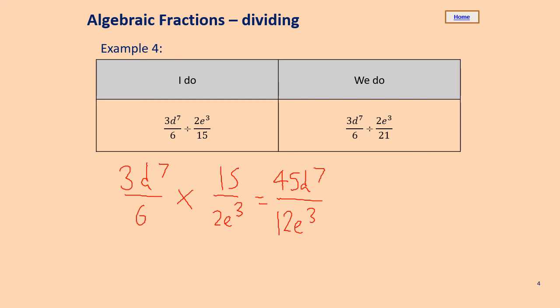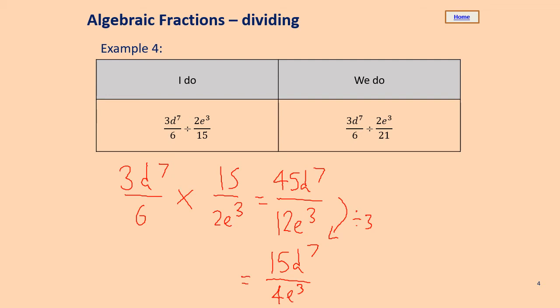Now, that's the correct answer, but have a think how we can make that answer even better. Have a think for a minute now. How can I make that answer better? And you would be correct if you said we can simplify by taking out what common factor? Yes, by taking out a common factor of 3. Well done if you got that right. So, divide top and bottom by 3, we'll be left with 15e to the power 7 over 4e cubed. And that's my fully simplified correct answer.